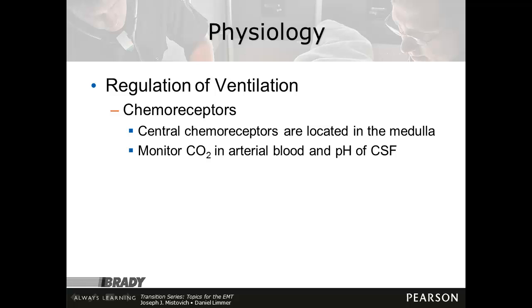An increase in the amount of carbon dioxide in the blood will increase the amount of acid in the blood. A decrease in the amount of CO2 in the blood will decrease the amount of acid in the blood. As the acidity of the body rises, the central chemoreceptors detect the change and stimulate the respiratory centers to increase the rate and depth of breathing.